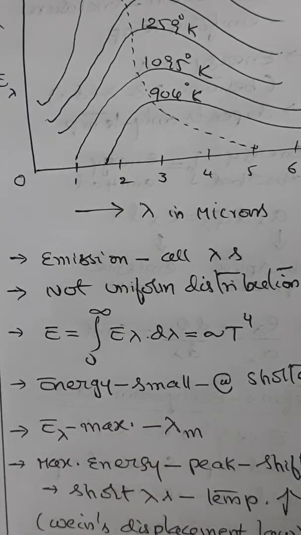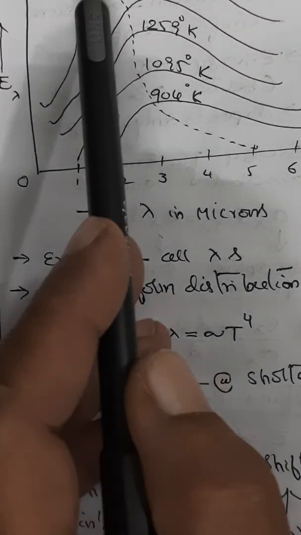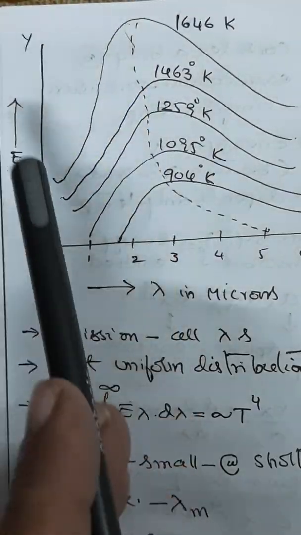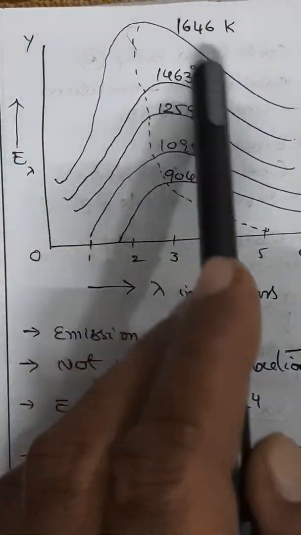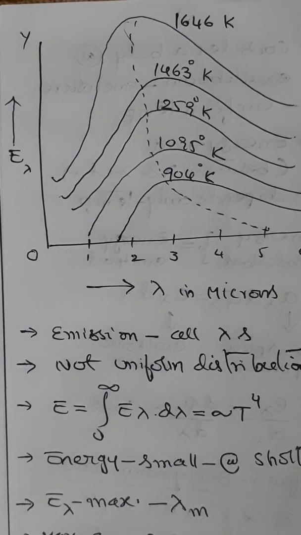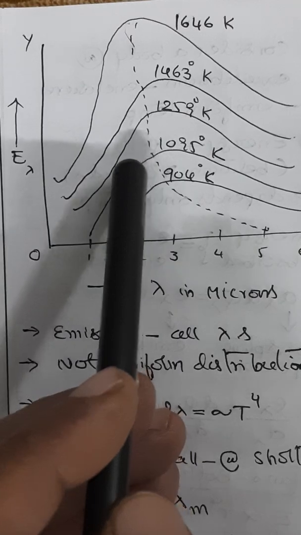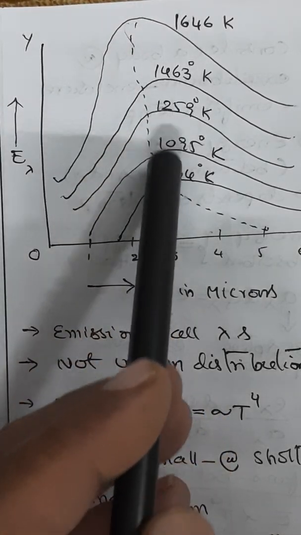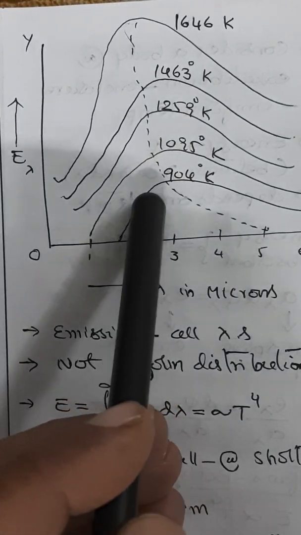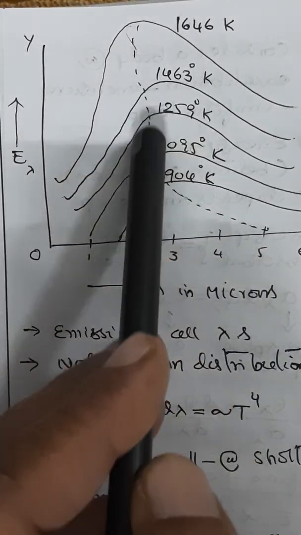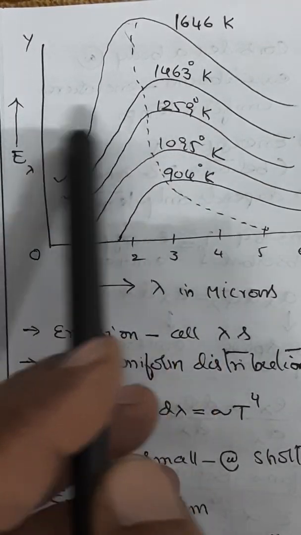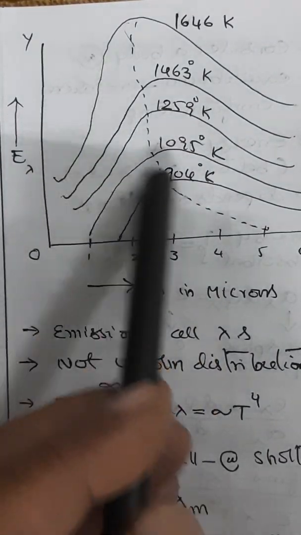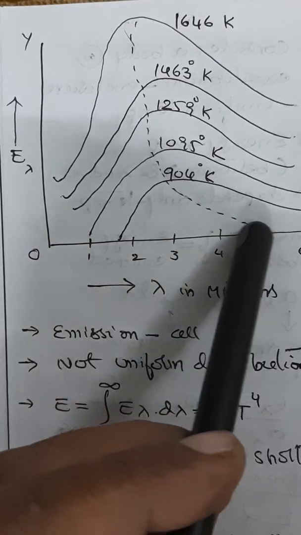So the wavelength corresponding to the maximum energy, represented by the peak of the curve, shifts towards the shorter wavelengths as the temperature increases. So this is the shifting towards the left of this graph. So this is called Wien's displacement law.